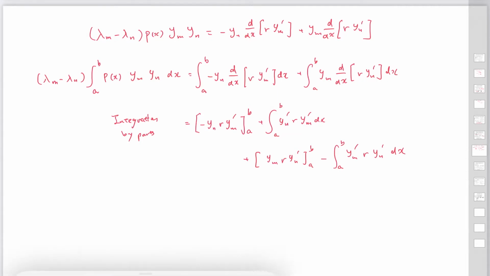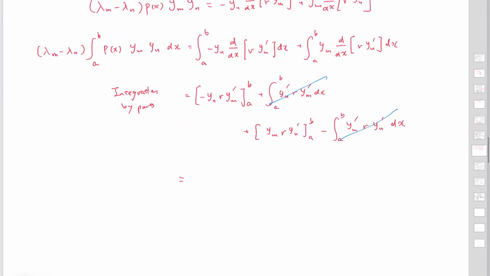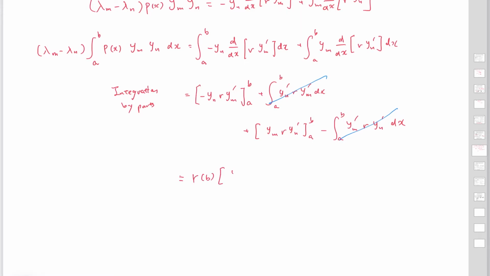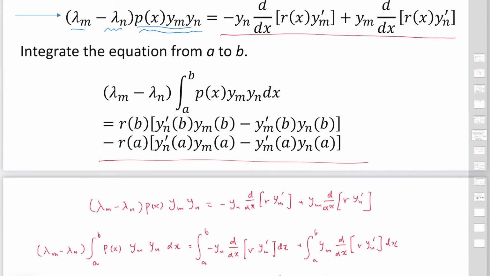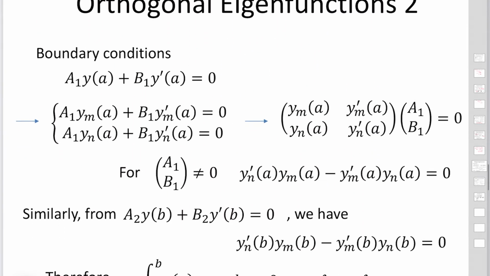Then if you look at our second term and the fourth term, they are exactly the same, so we can cancel them out. So finally, if you substitute x equal b, it becomes r(b) times y sub m(b) y sub n prime(b) minus y sub n(b) y sub m prime(b), minus r(a) times y sub m(a) y sub n prime(a) minus y sub n(a) y sub m prime(a). So this is the equation we derived. Then we consider the boundary conditions.